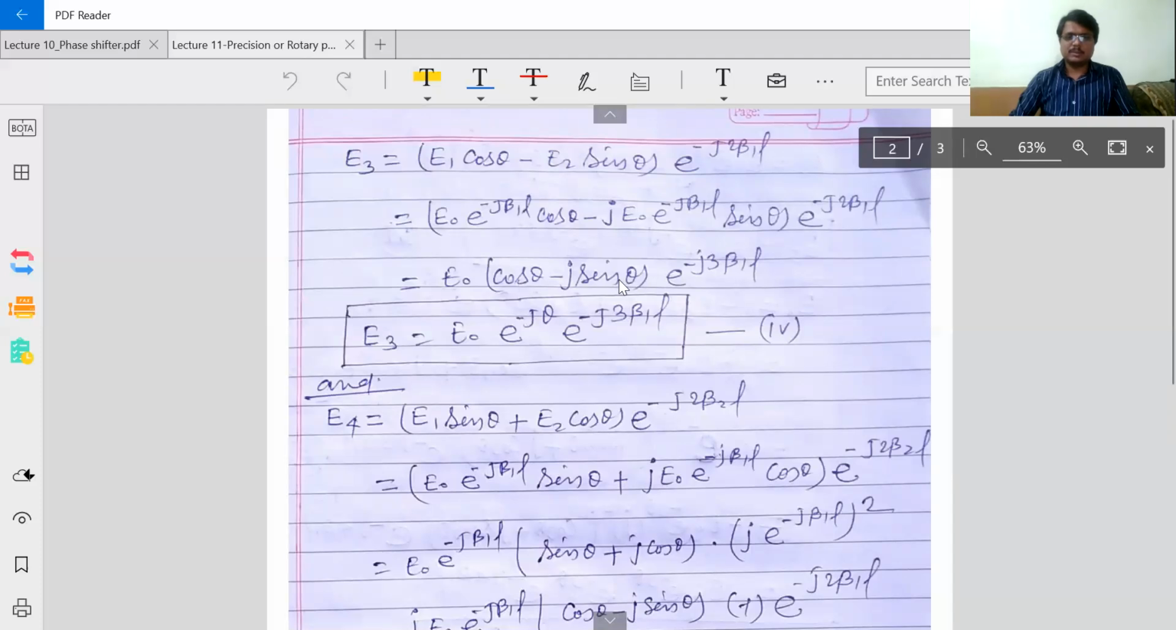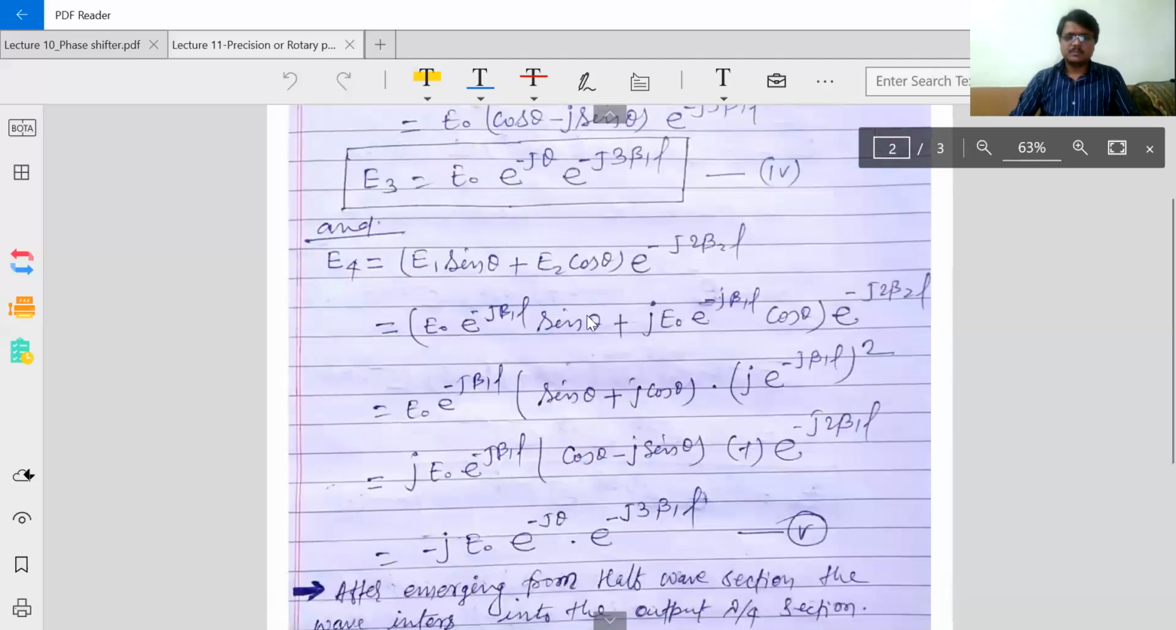So e cos theta minus j sin theta is e to the power minus j sin theta, e to the power minus j 3 beta 1. Likewise E4, as I told you, was E1 sin theta plus E2 cos theta, e to the power minus j 2 beta 2 L. Okay, so we'll again put this value of E1, E naught e to the power minus j beta 1 L, and E2, j E naught e to the power minus j beta 1 L cos, e to the power minus j 2 beta 2 L.